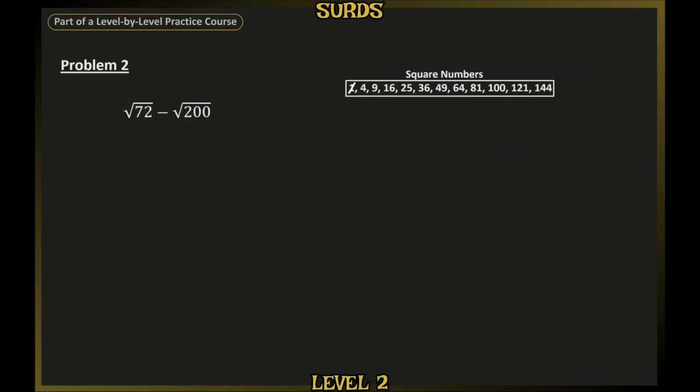In problem 2, we're simplifying the square root of 72 minus the square root of 200. Again, what we need to do here is try and simplify the surds so they both contain the same surd part. And we're going to start with the smallest, which is the square root of 72.